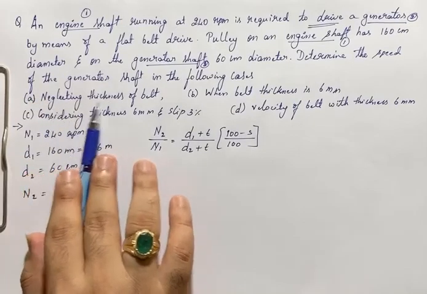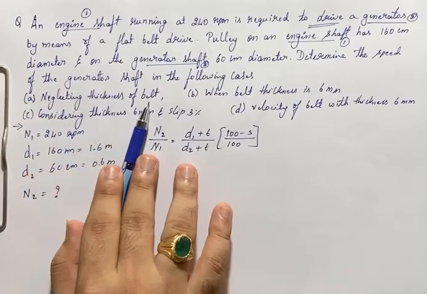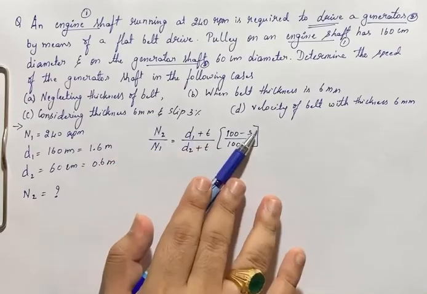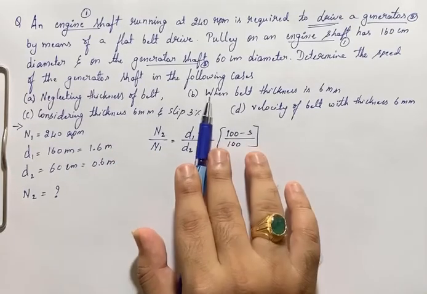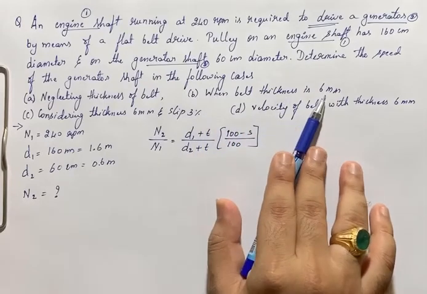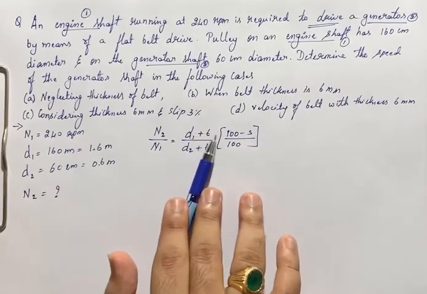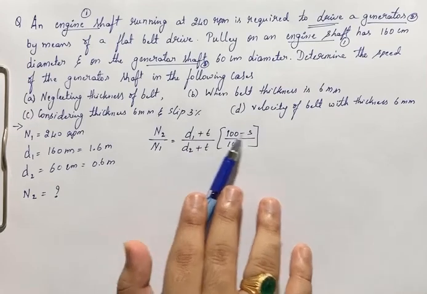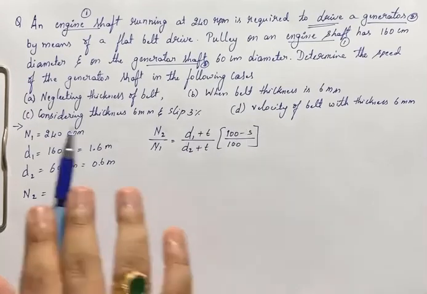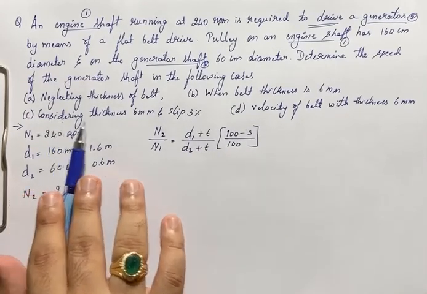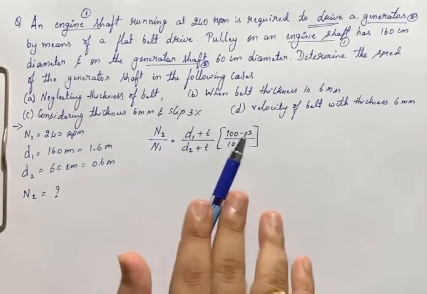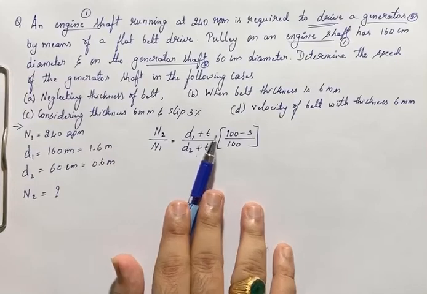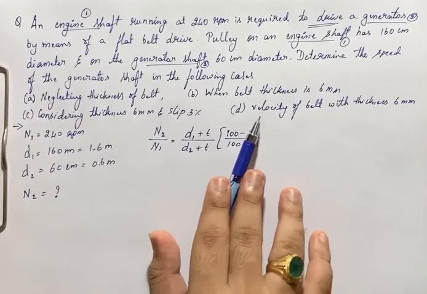In the first case we need to neglect the thickness of the belt, and he has not mentioned anything about slip. So T will be 0, S will be 0. In the next case, the belt thickness is 6 mm, so T is 6 mm, but he has not mentioned the slip. In the third one, he has given the thickness as 6 mm and slip as 3%. So in the third case, T is given and S is also given.